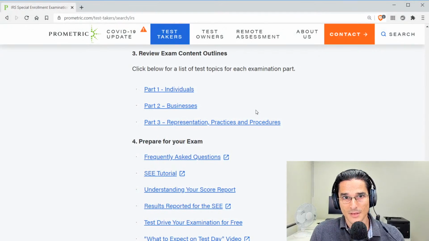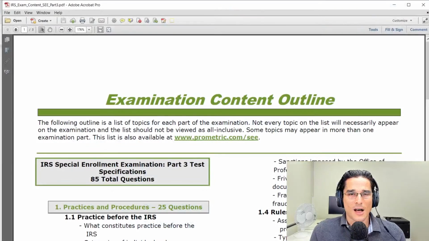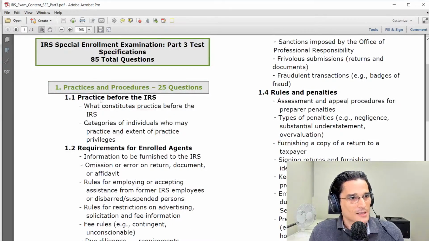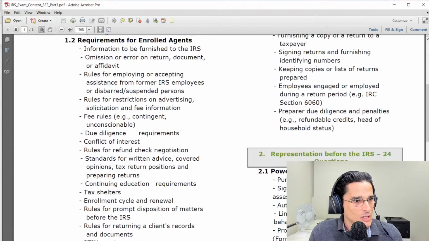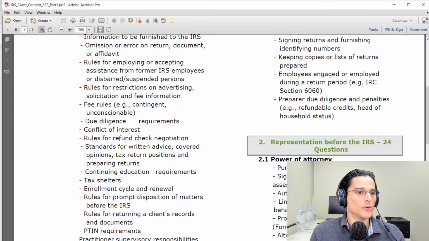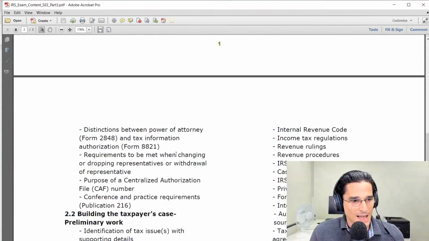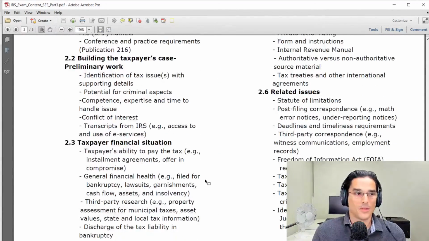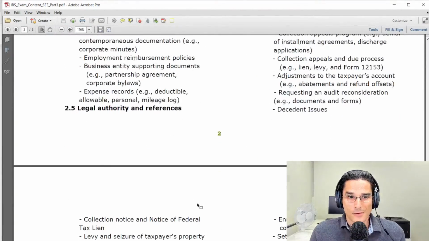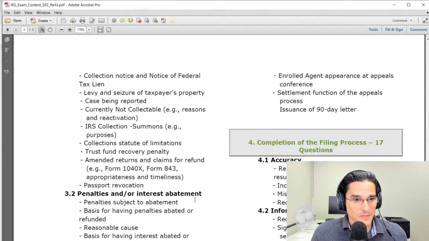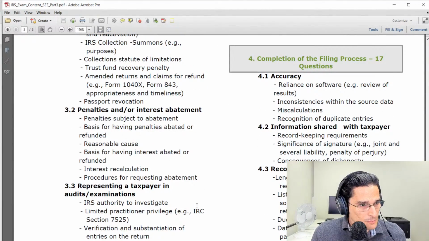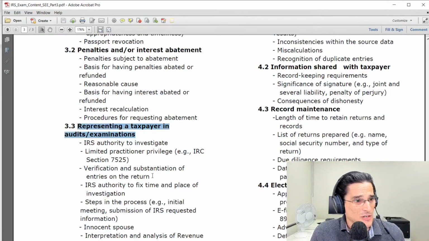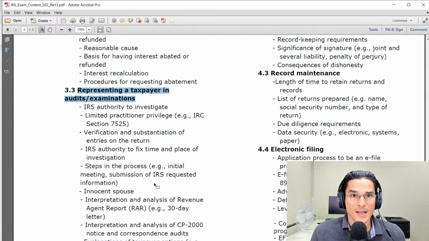Part 3 is based on the rules and regulations in terms of practicing before the IRS, requirements for enrolled agents, all sorts of ethics rules, procedural rules, things like that. And you could see what can happen if you get in trouble as an EA. So there could be sanctions associated with those issues, and knowing how that plays out is important. They want you to know that if you play games as an EA, there are certainly repercussions that can be applicable. Representing a taxpayer in audits and examinations, there's a whole section on that.